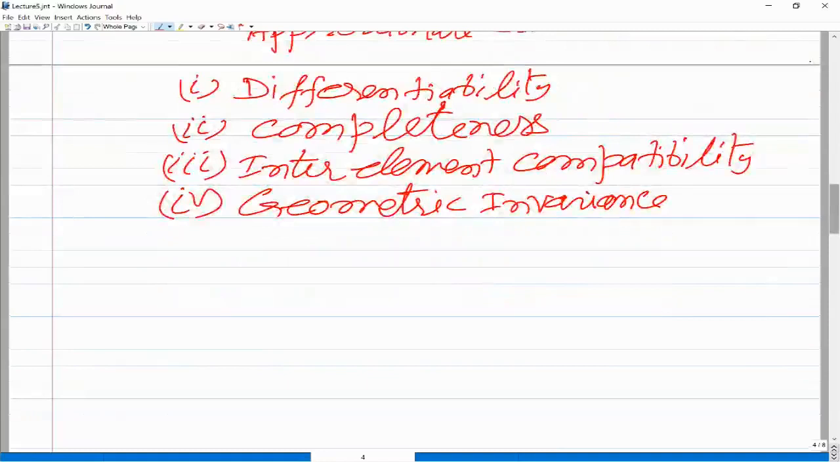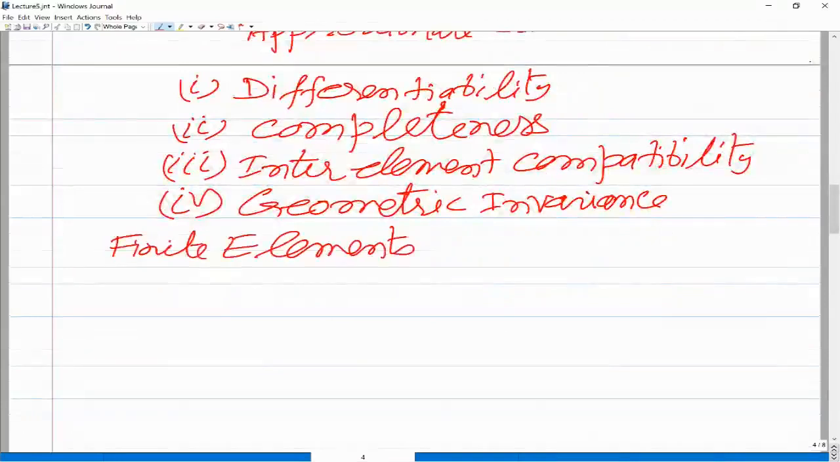So let us say for this plane stress, plane strain problem, what are the possible elements? So now if we look at the finite element, sir, why is it important for the element to be geometrically invariant?